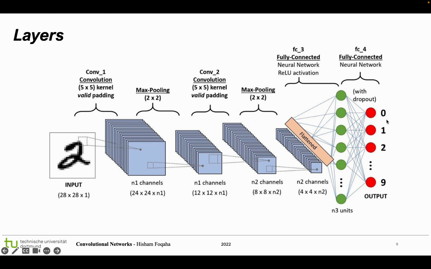For example, 0 has like 10% probability, 1 has like 30% probability, and 2 has like 75% probability. So we'll choose the one that has the highest probability. In this case it's 2.